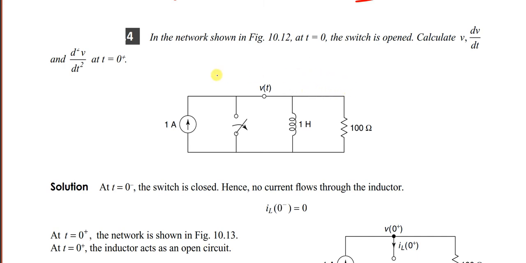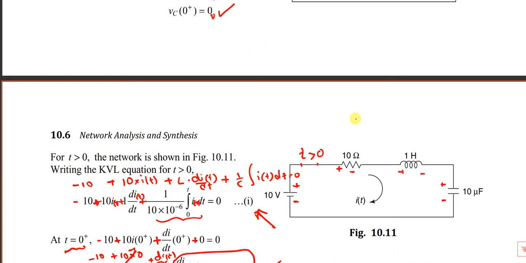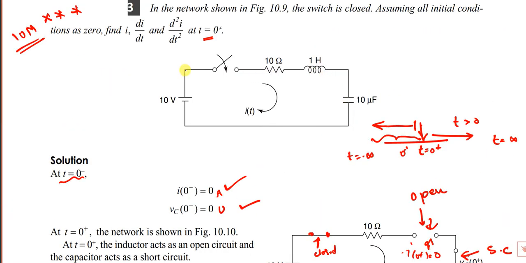So in the given network, the switch is closed or the switch is opened. In the series circuit, they will give that the switch is closed at t equals 0. But for this parallel type of circuit, they will say the switch is opened. That means initially the switch is closed. You see the arrow mark, it is away. You see the diagram here. Here it is initially open. Finally, the arrow mark says it is closed.